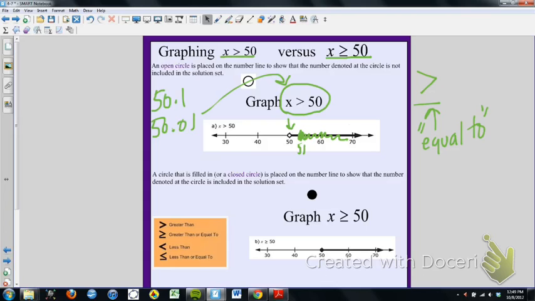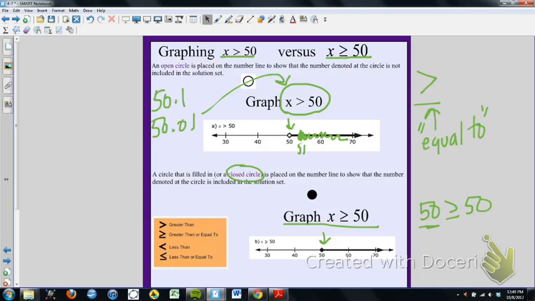Alright, so the next thing that we're going to go over is when x is greater than or equal to 50. If it's allowed to be equal to 50, then we place a closed circle on the number line to show that the number denoted at the circle, in this case 50, is part of the solution set. So I can put 50 into this inequality and have it be true. So 50 must be part of the solution set to this inequality.